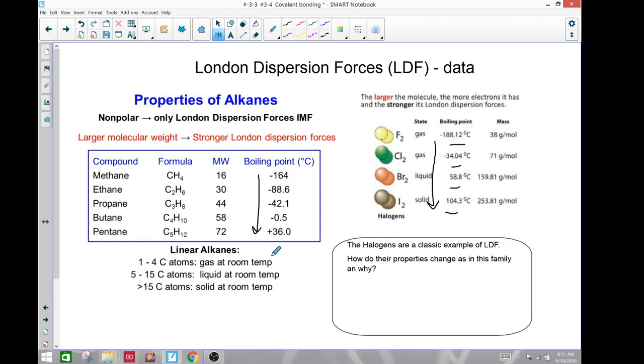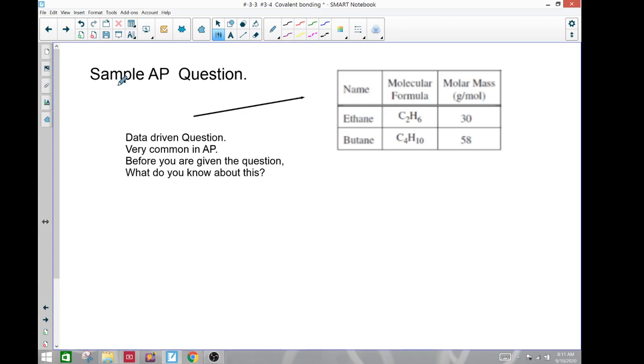This is really for APs where they show a little data and then you need to answer or justify that data with information that you know about bonding. Sample example here. Now again, you need to be looking at the data, and before even looking at the questions, you should be looking at this. Okay, what do I got here?